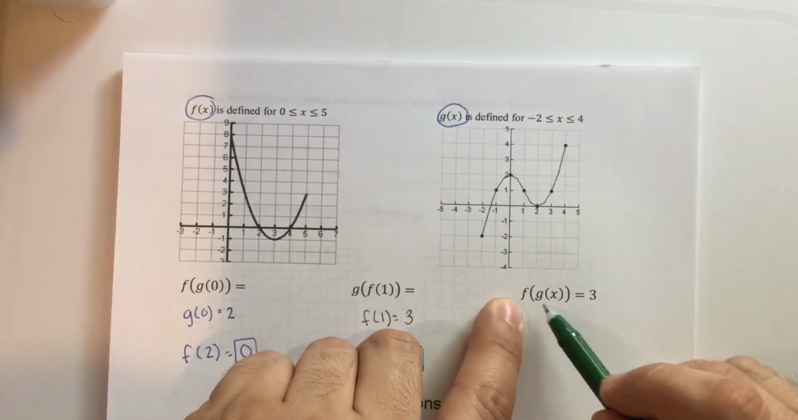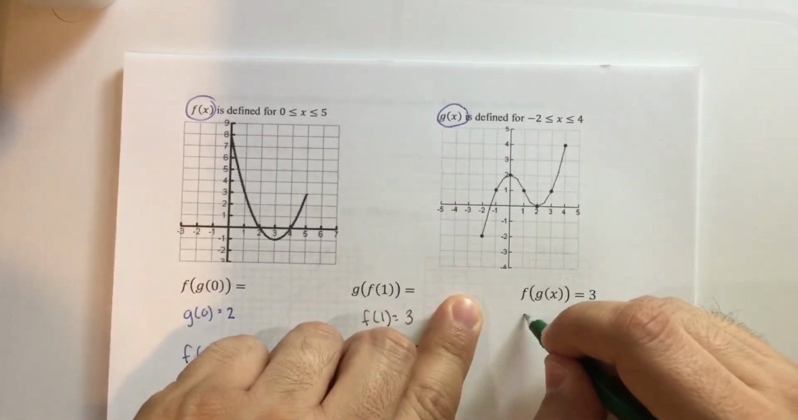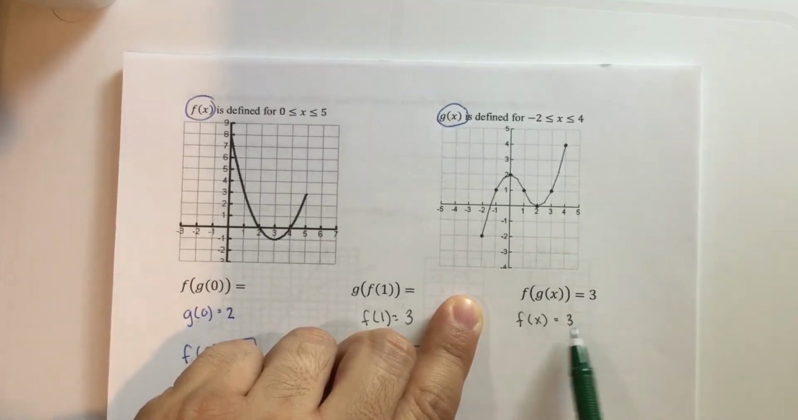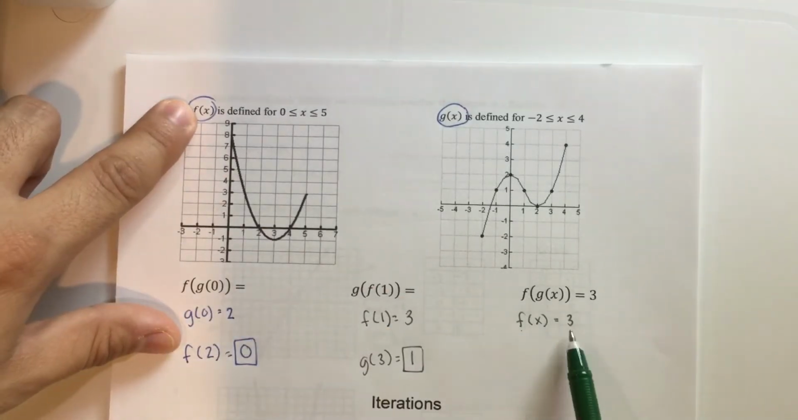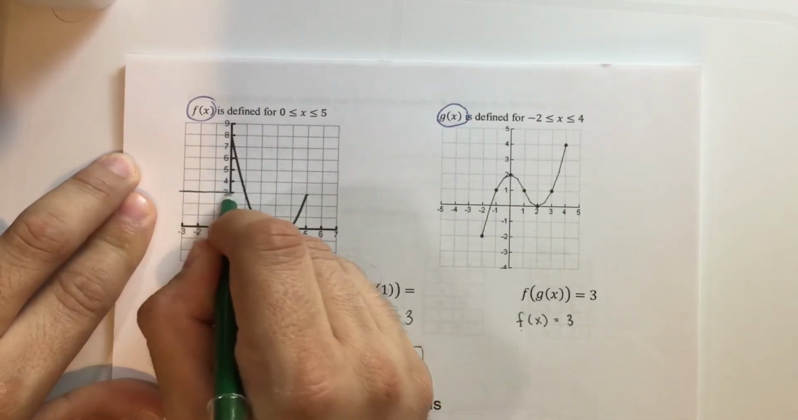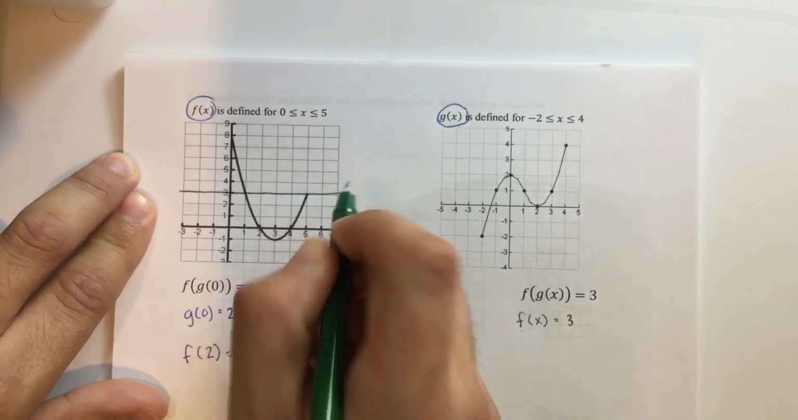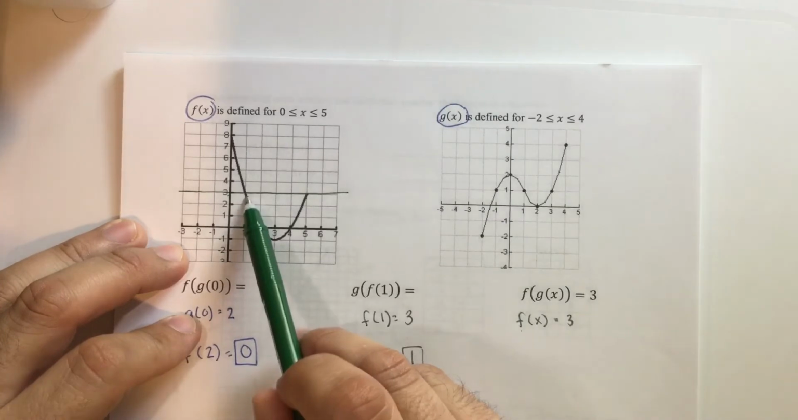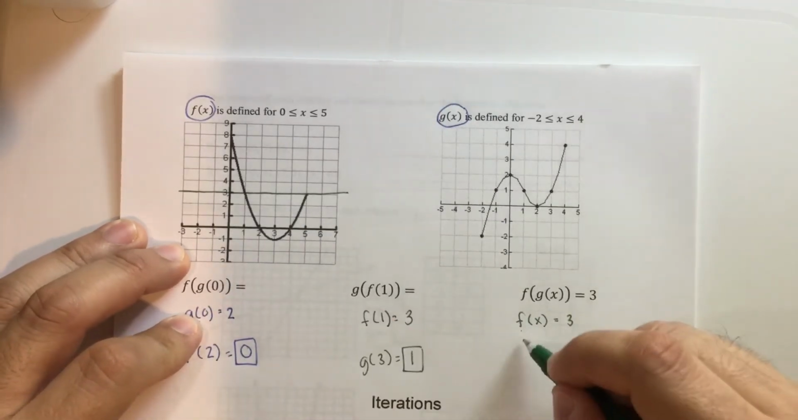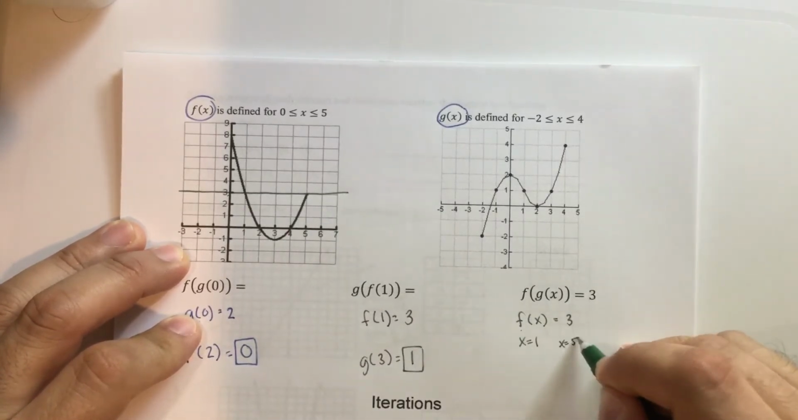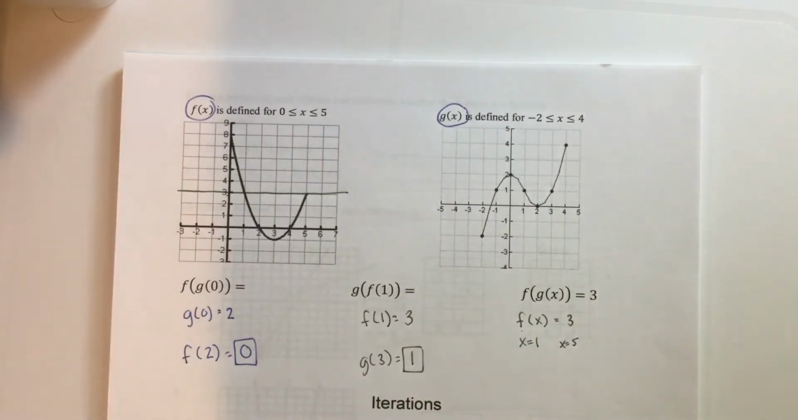So instead of saying f of g of x equals 3, what I'm going to say is that f of x is equal to 3. So I go to the f graph, and I go to y is 3. So y is 3 right here. Now I'm going to draw a line just so I can start seeing this now. And what you should notice is that it actually hits the graph at 2 x values. The first x value it hits is at 1. And the second x value it hits is at 5. So what this means is I have 2 answers so far that could become many answers.